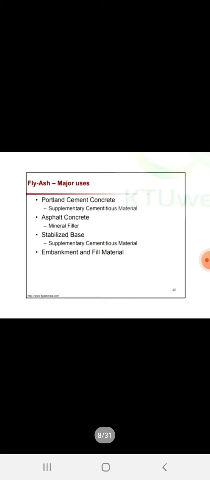Where is fly ash used? Currently, over 20 million metric tons of fly ash are used annually in a variety of engineering applications. Typical highway engineering applications include Portland cement concrete, PCC, soil and road-base stabilization, flowable fills, grouts, structural fill, and asphalt filler. The major uses are Portland cement concrete, asphalt concrete, stabilized base, and embankment and fill material.